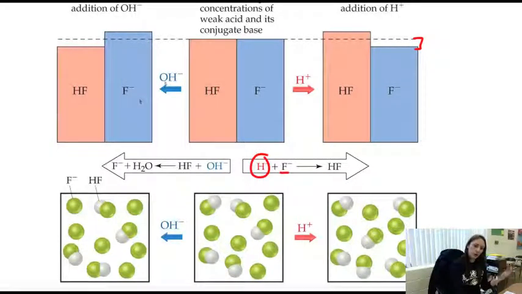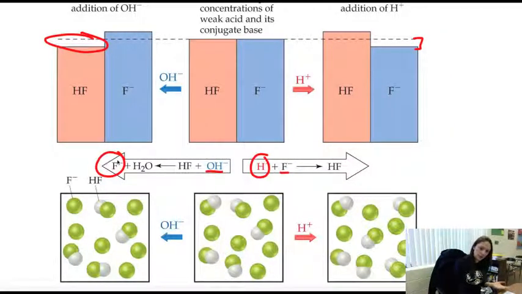If you go the other direction, I add OH minus, the OH minus is going to react with the acid that I have, which is why you lose some right here. But I'm adding a base, I am forming a base, F minus. So notice how as much as one lost, the other gained. You have to undo what you just did.